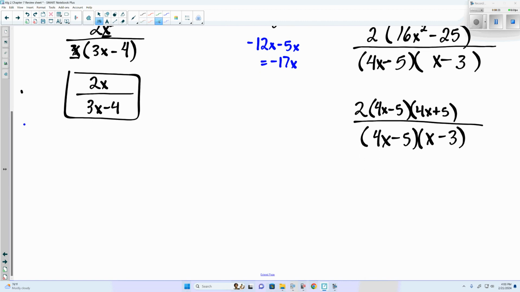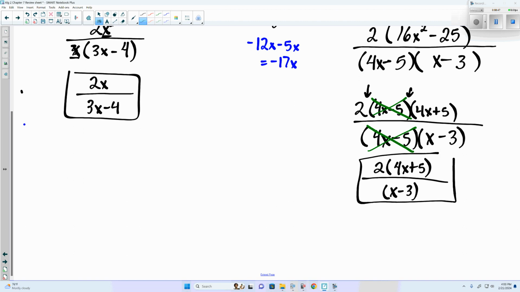Now, part of the reason this is nice is because once we factor this, we do have a 4x minus 5 in common on top and bottom. And we can cancel it out because we have multiplication between our terms, not addition and subtraction. There's not an addition and subtraction sign between these spots here. So what we're left with on top is 4 times x plus 5 over x minus 3.